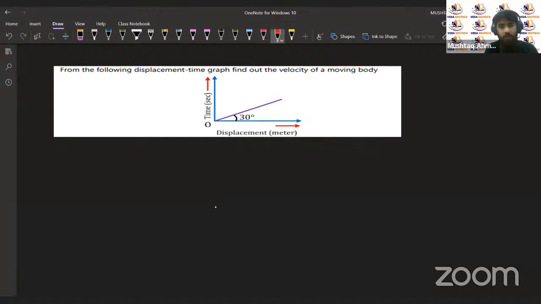So this is the displacement time graph. We can clearly see here on the y-axis we have the time, and on the x-axis we have the displacement. Generally we keep displacement on the y-axis and time on the x-axis, but here it's time on the y-axis and displacement on the x-axis, right? And we know that velocity is the rate of change of displacement with respect to time, or we can say it's the slope, tan of theta of the tangent which it makes with the positive x-axis at some point.